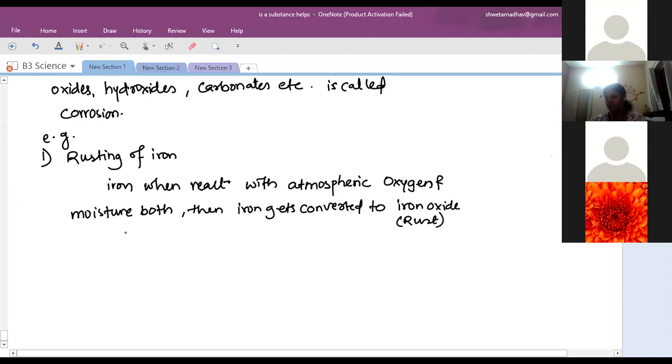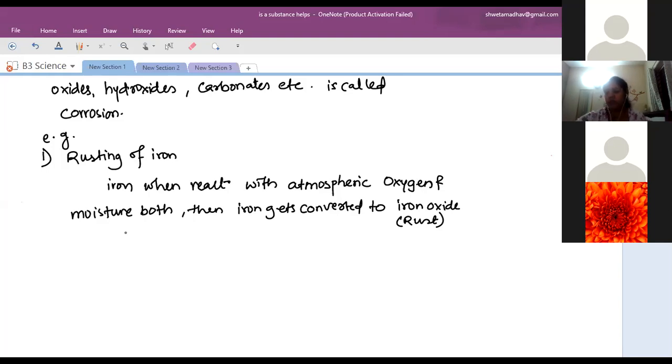Now this rust is a flaky, non-sticky substance, so it easily gets removed from the iron metal, and slowly that iron layer will be removed. Then the next iron will come in contact with moisture and oxygen, again get rusted, then that layer will be removed. So layer by layer, removal of iron will keep on happening. And finally, that container or the object which is made from iron will completely break into pieces. Therefore, rusting of iron is disadvantageous, or there is a demerit in using iron metal for that.